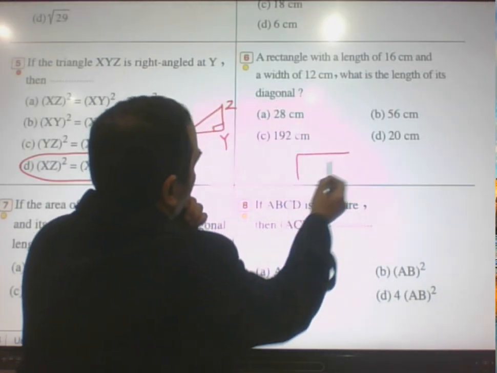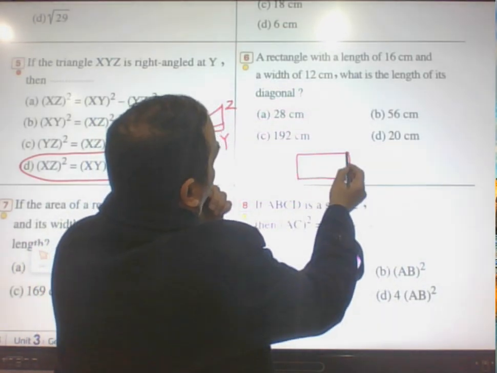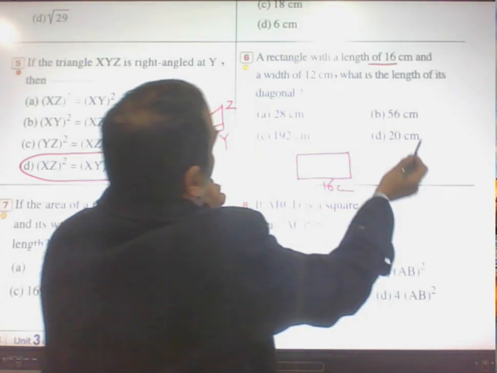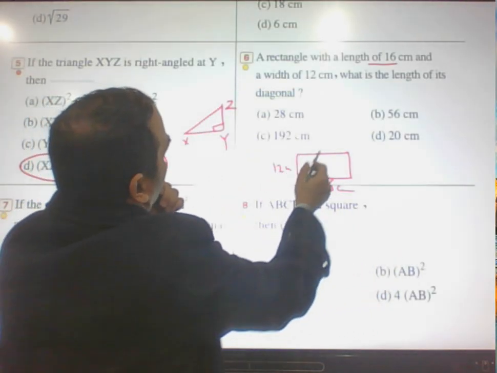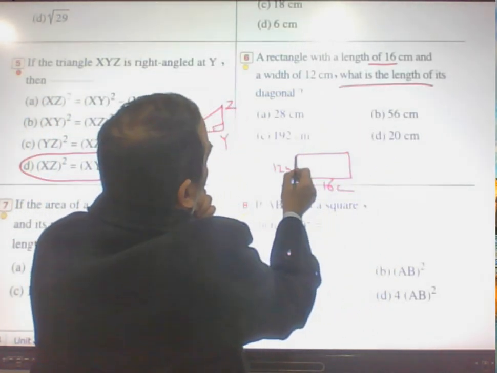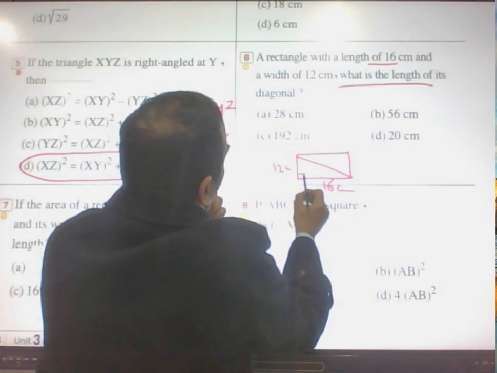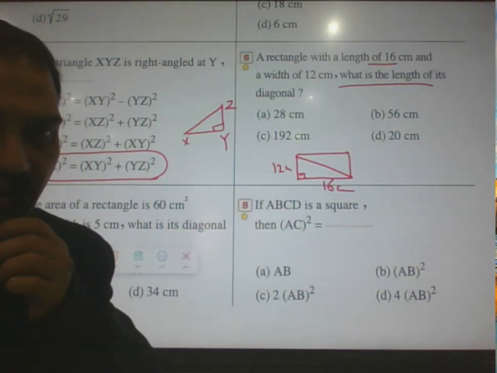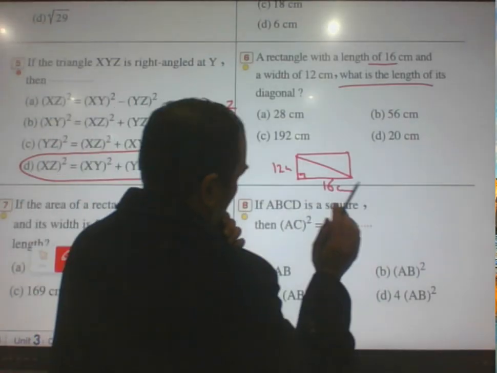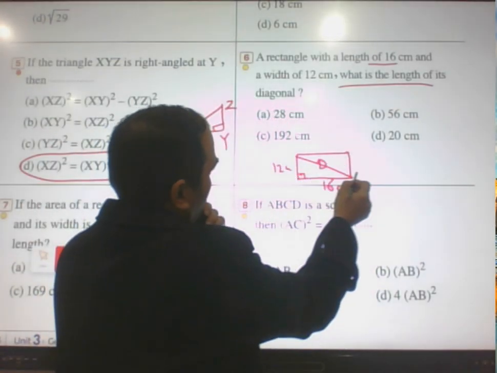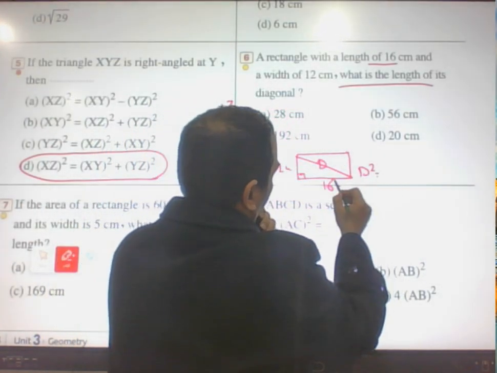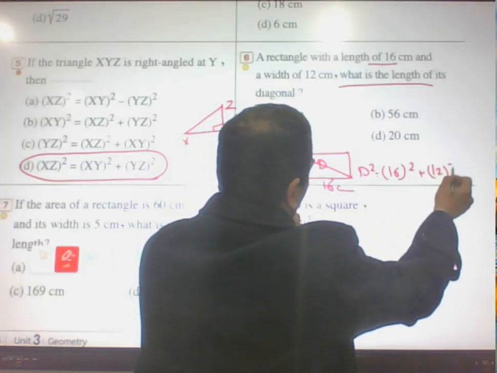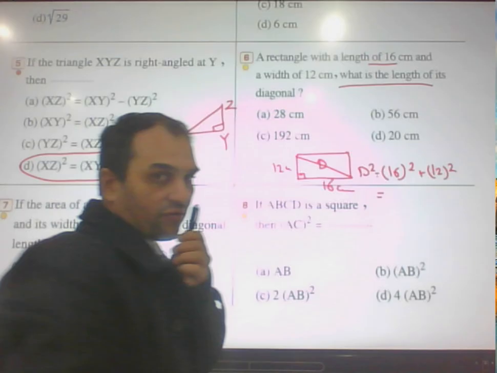Next question, rectangle. We have a rectangle like this. Length 16 centimeter, and the width was 12 centimeter. What is the length of the diagonal? We know diagonal is a line segment joined between two opposite angles. So we have here a right angle triangle. We can find the length from the Pythagoras theorem. Diagonal here power 2 equal 16 power 2 plus 12 power 2. And then find the square root of the answer to find the diagonal.